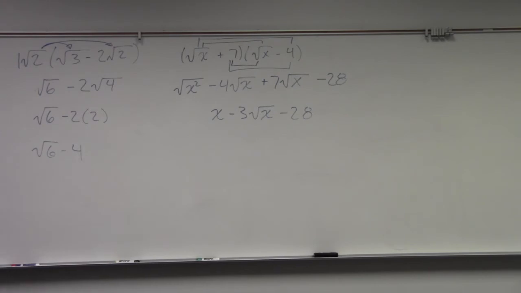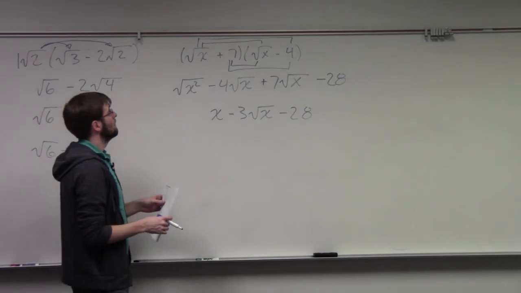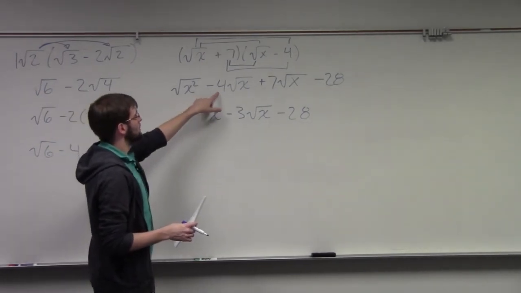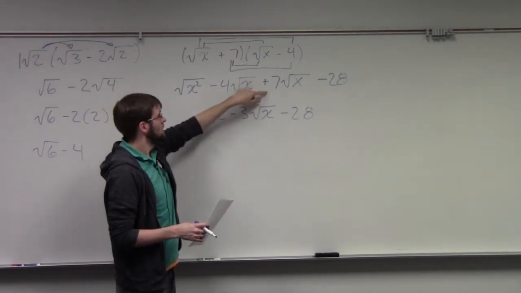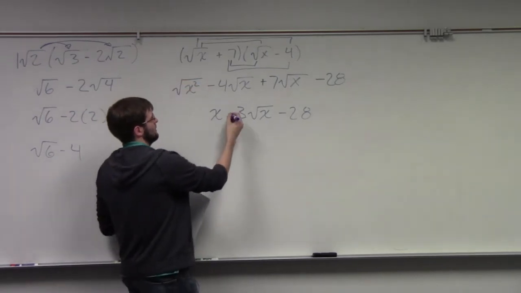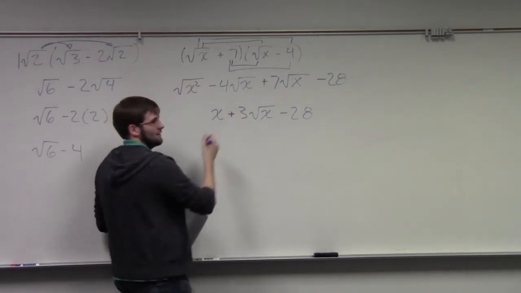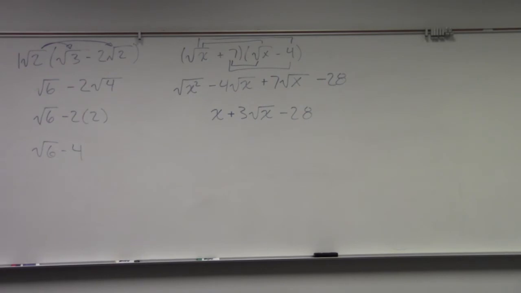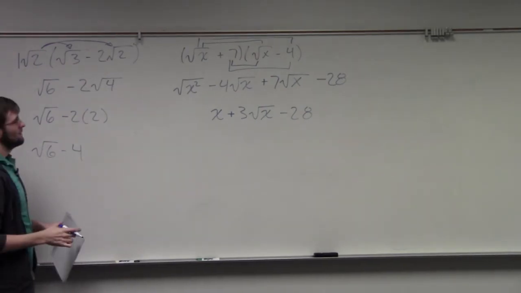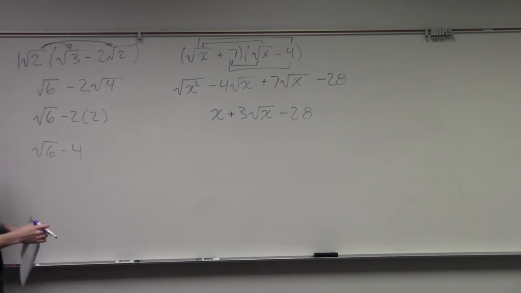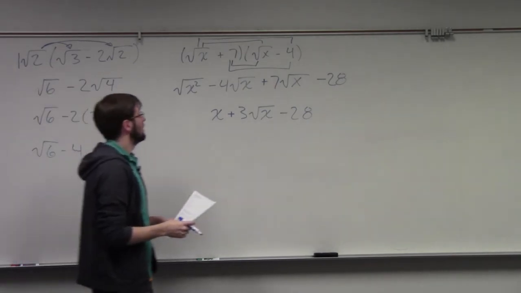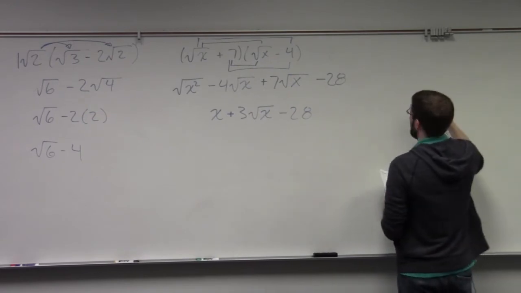She wants to know where you get that negative 3 from. 7 minus 4. So what's negative 4 plus 7? Oh, you're right. It is positive. Okay. Oops. Thank you. That's right. Negative 4 plus 7 is not negative 3. All right.